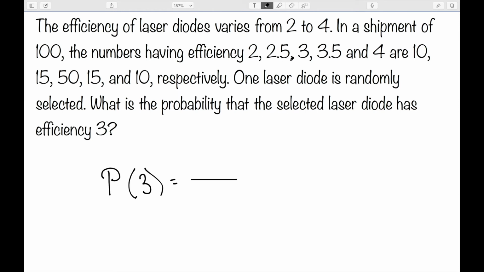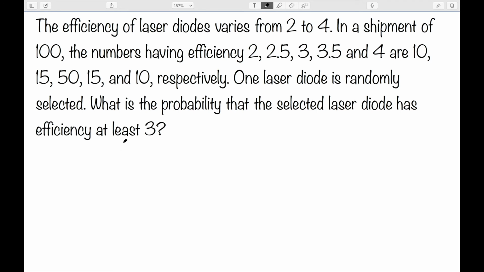Well, we start by figuring out how many total have efficiency of 3. Well, that's going to correspond to 50. We have 10 that are 2, 15 that are 2.5, 50 that are 3, 15 that are 3.5, and 10 that are 4. Divided by the total number that we have, and we have a total of 100. And we can reduce this to be 1/2.